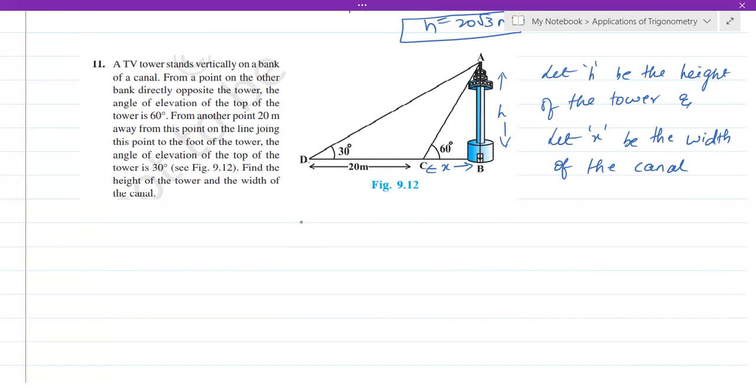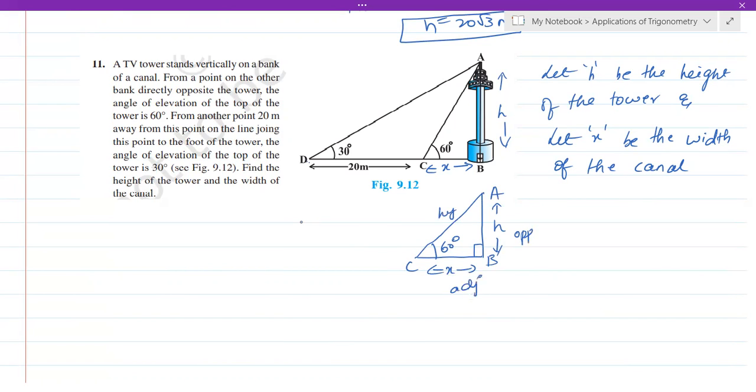At B you will have 90 degrees. So again, there are two right angle triangles. One is ABC, as you can see from the figure itself. Here the angle is 60 degrees, this is obviously 90 degrees, and AB we have taken as H, and CB we have taken as X. So opposite to 60 degrees is the opposite side, this is the hypotenuse, and this is the adjacent.